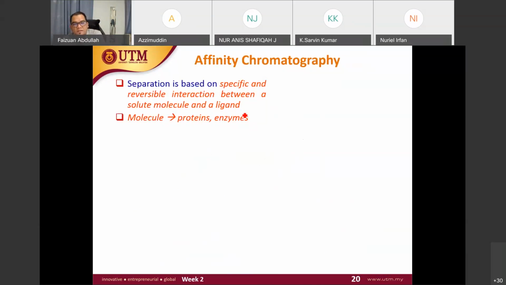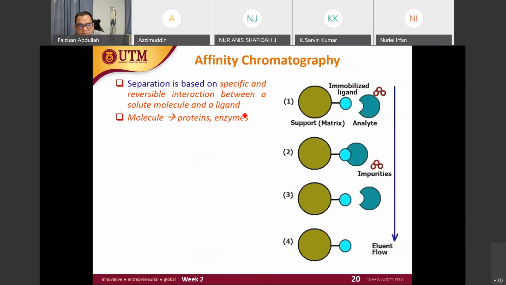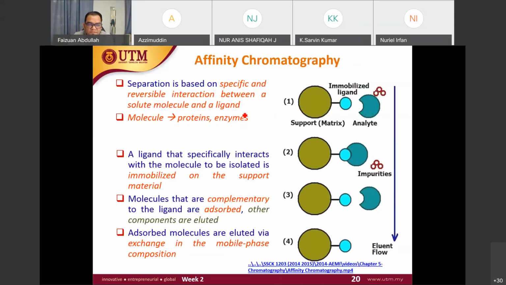Now we have affinity chromatography. Separation is based on the specific and reversible interaction between a solid molecule and a ligand. A molecule is a protein or enzyme, and a ligand that specifically interacts with the molecules to be isolated is immobilized on the support material. Molecules that are complementary to the ligand are adsorbed. Other components are eluted. So this is very selective.